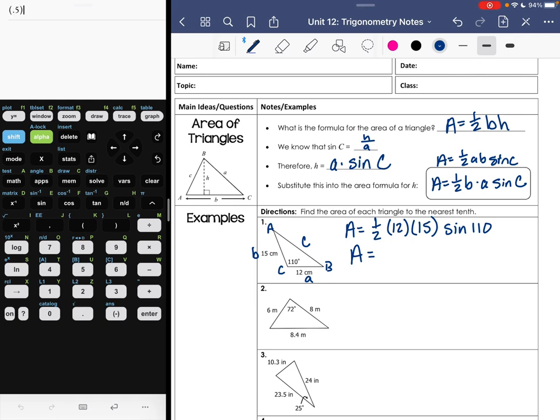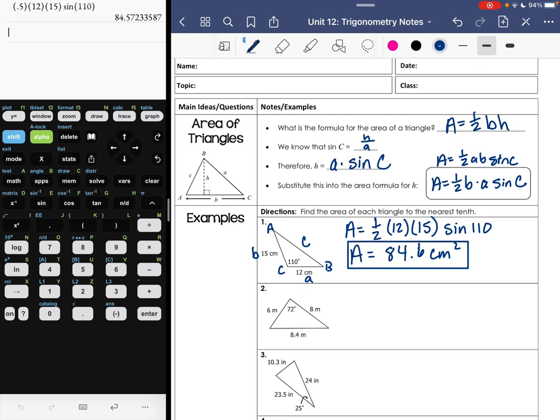I would do 0.5 instead of trying to do a fraction. So 0.5 times 12 times 15 times sine of 110. So the area of this triangle is 84.6. We're supposed to round to the nearest tenth. And then these are centimeters squared. Remember, area is always squared. That's it. That's all you have to do when you have a side angle side situation.